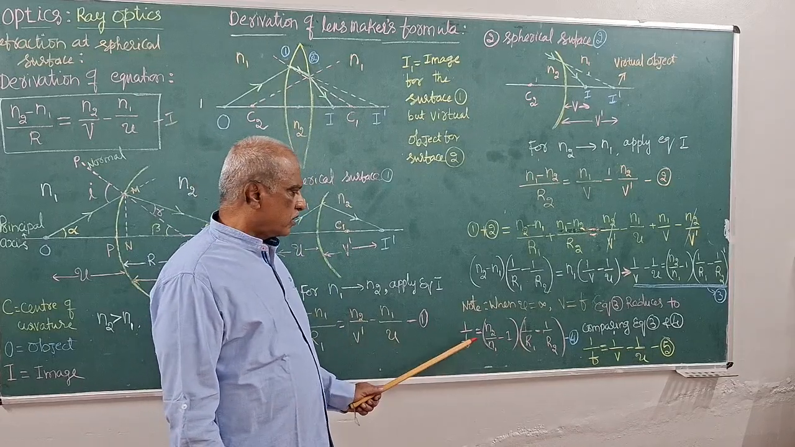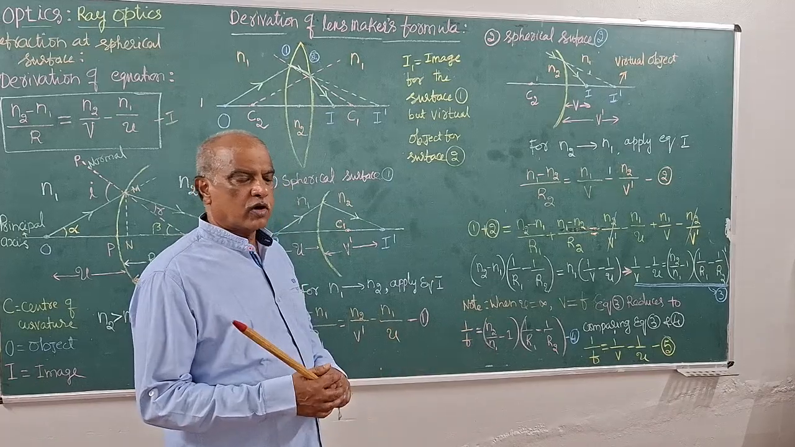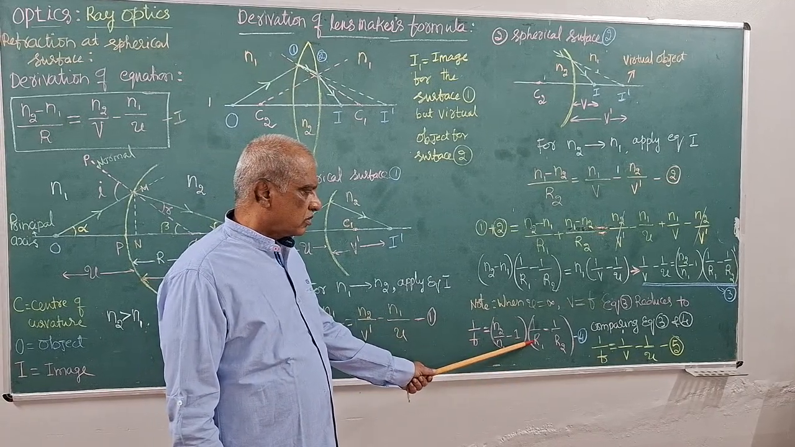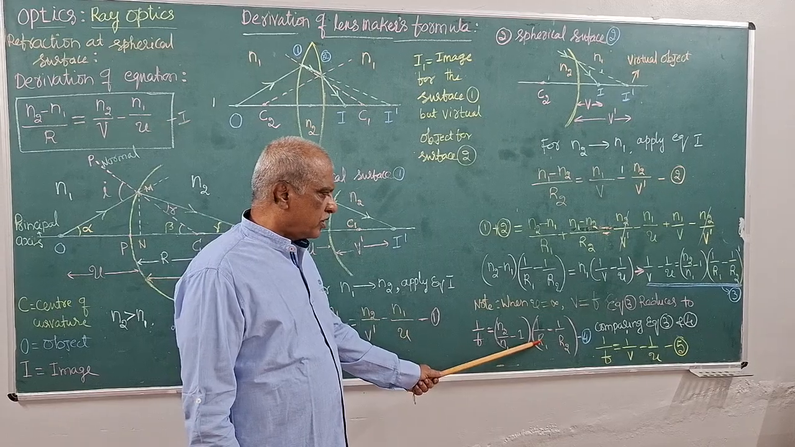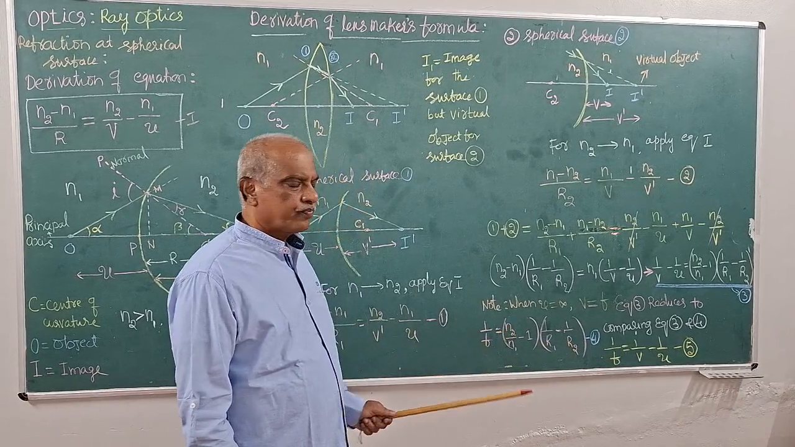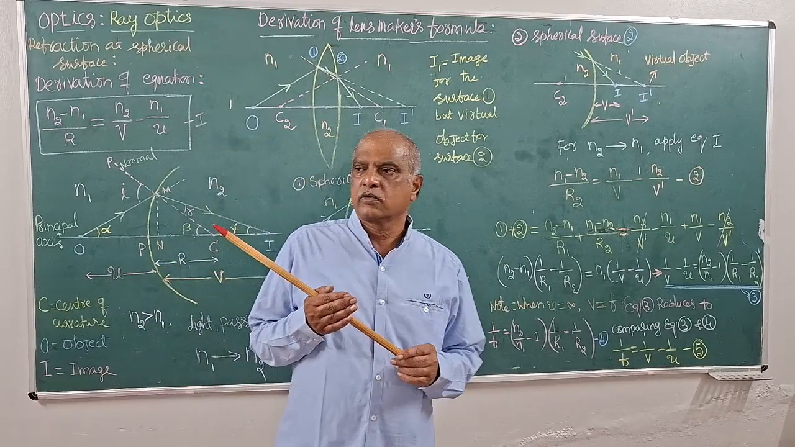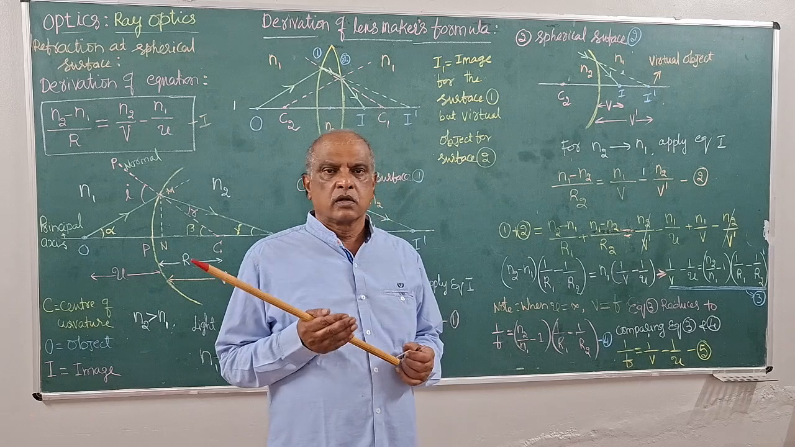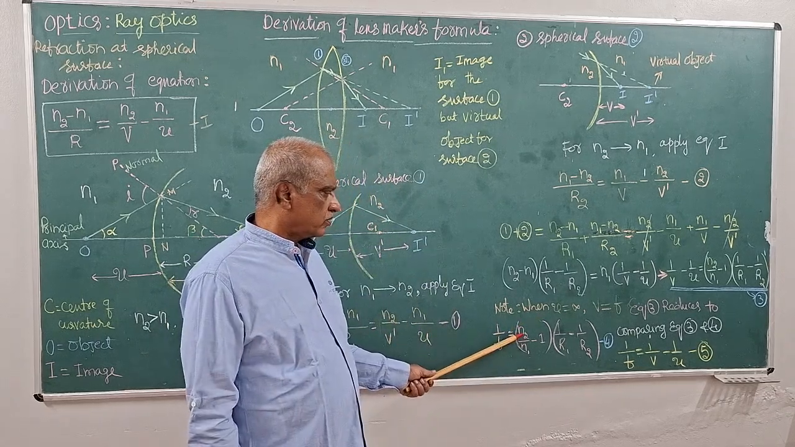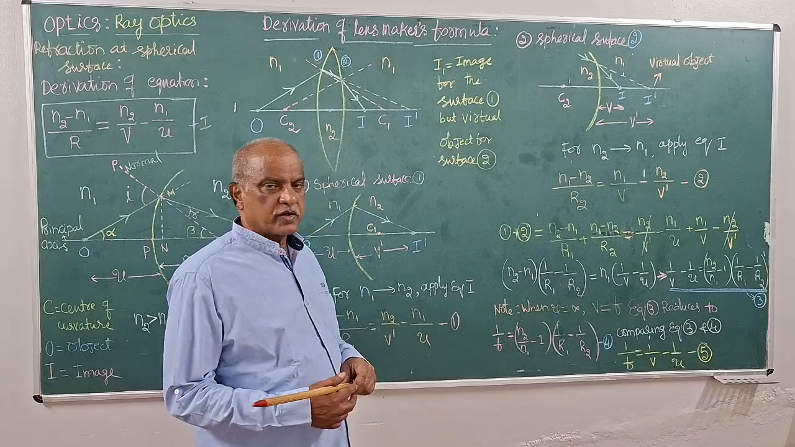You have to calculate what would be the desirable value of focal length, for which what would be the possible values of R1, R2 and N2? What would be the possible values of R1, R2 and refractive index of the glass to get the desired value of f? That requires calculation.